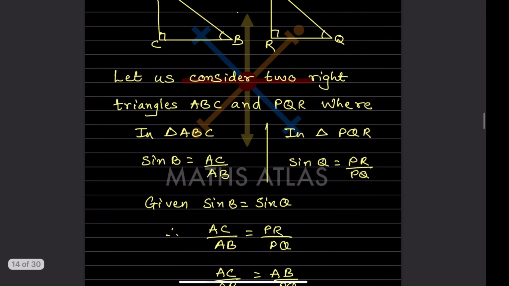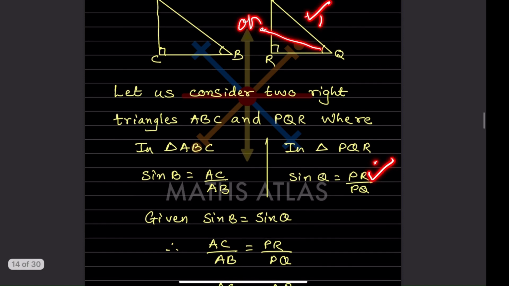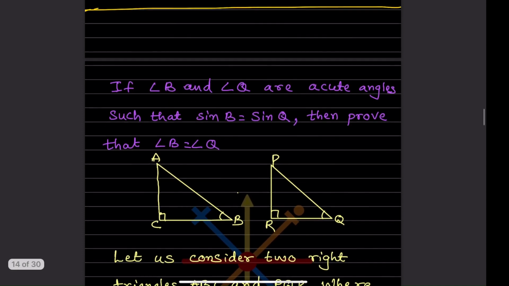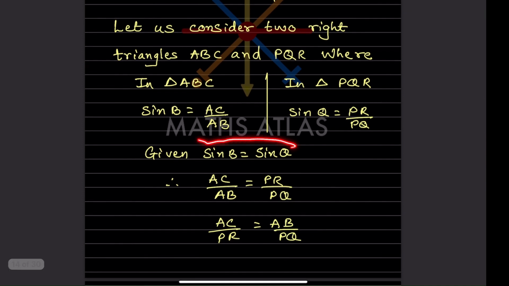Sine B means this angle is going to be here. And you know sine is what? Opposite by hypotenuse. So the opposite is AC and the hypotenuse is AB. That is written over here. Now let us see for PQR. The opposite is PR and the hypotenuse is PQ. So now what we can see here, since it is given in the question that sine B is sine Q, that is given over here.